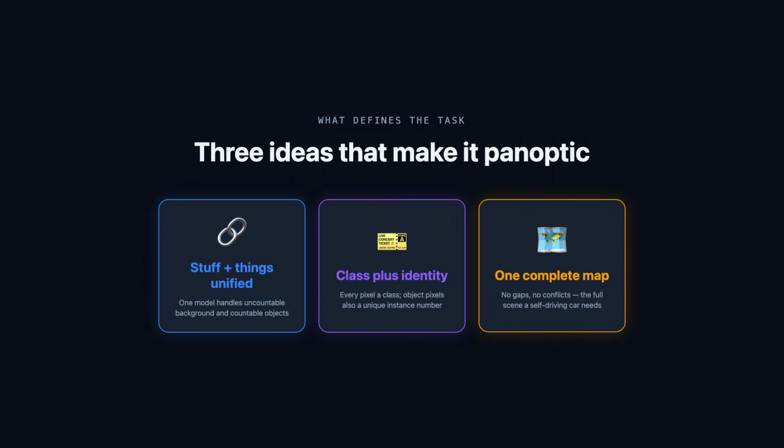Third, the result is one complete, non-overlapping scene map. There are no gaps and no conflicts, every pixel resolved to a single answer, which is precisely the full understanding a self-driving car or a robot needs, knowing the drivable road and counting every pedestrian on it, all at once.